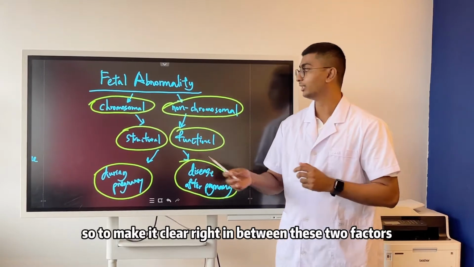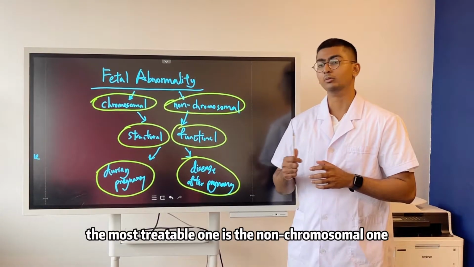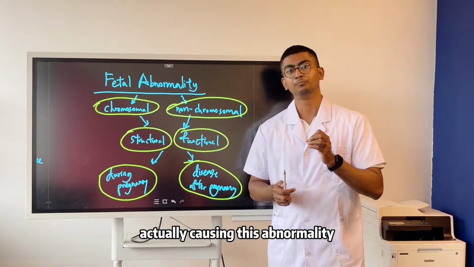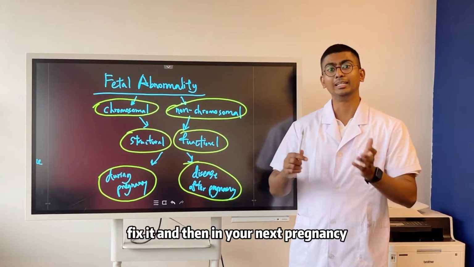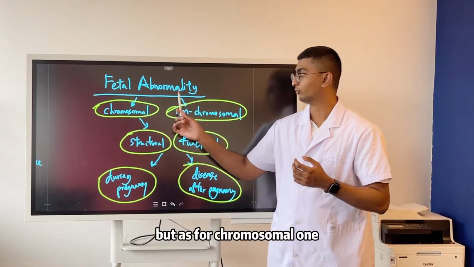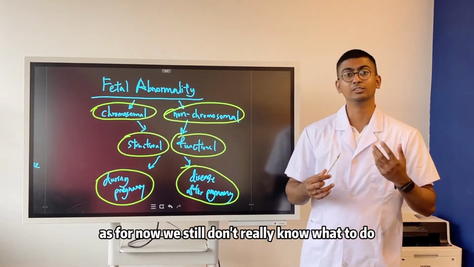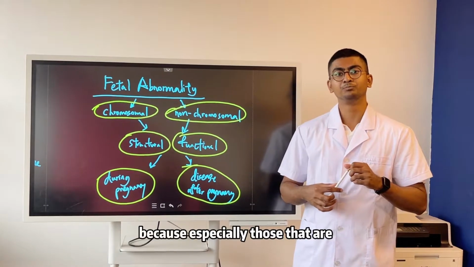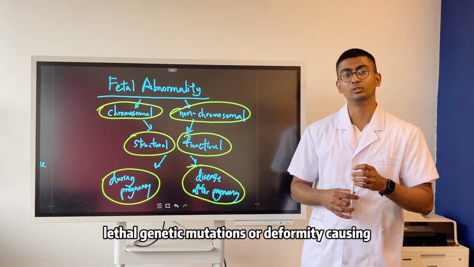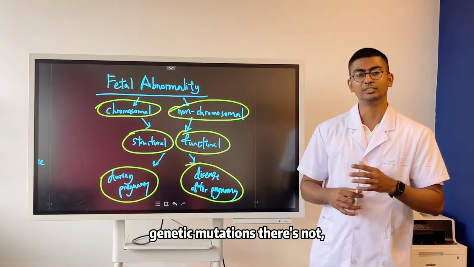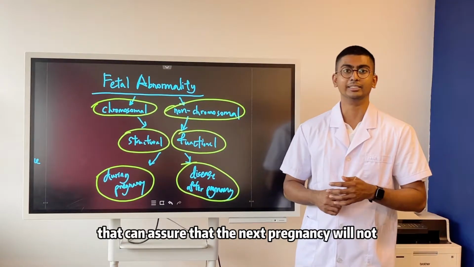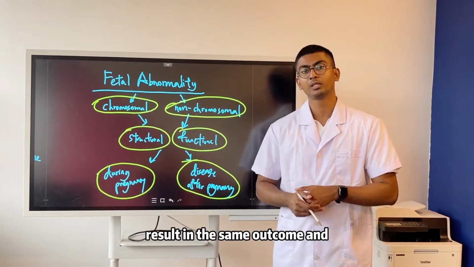So to make it clear, in between these two factors, the most treatable one is the non-chromosomal one, because we simply need to diagnose what is actually causing this abnormality, fix it, and then in your next pregnancy, you will actually have a full-term successful pregnancy. But as for the chromosomal one, as for now, we still don't really know what to do, especially for those that are lethal genetic mutations or deformity-causing genetic mutations. It's not a form of treatment that we can actually give our patients that can assure that their next pregnancy will not result in the same outcome.